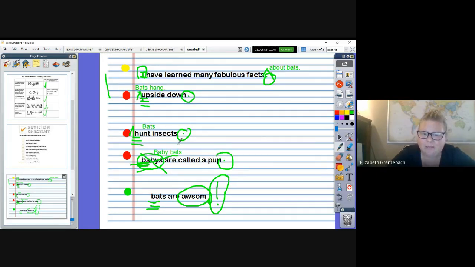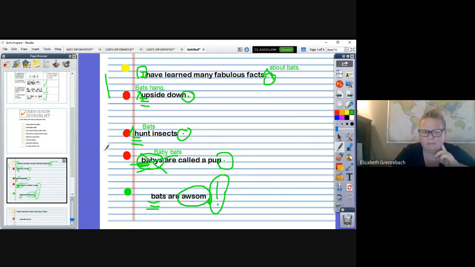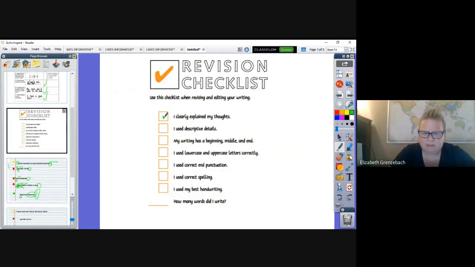So you can add extra facts if you want even. I mean, if you want to have 8 facts, I wouldn't mind. That would be pretty neat. But you need to have at least 3. Let's see the last sentence. Bats are awesome. Okay, that word still looks funny to me, so I'm going to wait because I'm not sure. I'm going to remember that word, though. That doesn't look right. I don't know. So we're going to wait. So I explain my thoughts. We aren't doing details today. So when I give you your checklist, this one won't be on here.